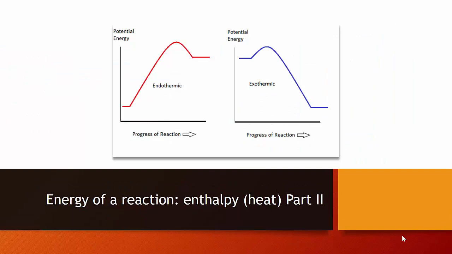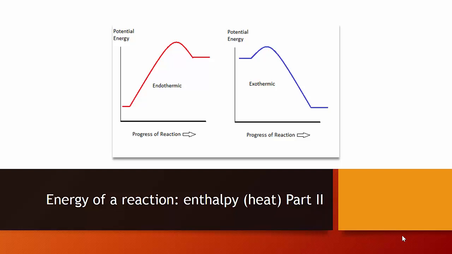And we can do a diagram like this. This is called a reaction coordinate diagram, where we simply compare the energy on the y-axis to the progress of the reaction. Now, progress doesn't directly relate to time. It just means that the reaction is going from reactants to products. There's no specific amount of time indicated.